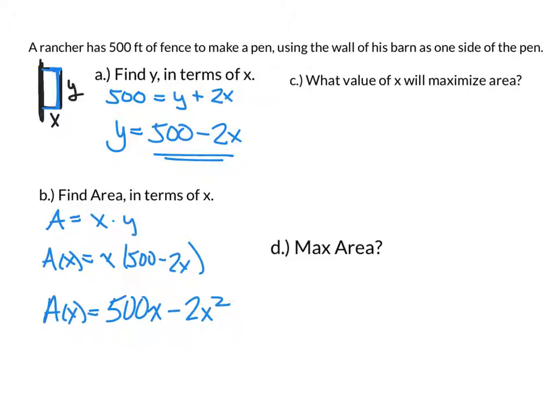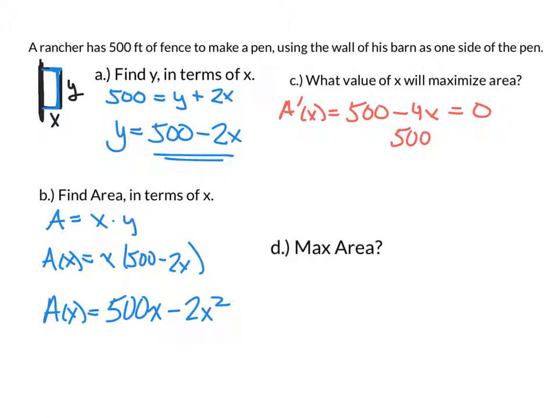If we're going to maximize or minimize something, we need to look at its first derivative. So I'm going to look at the derivative of A, which will be 500 minus 4x. The values that are going to optimize the function are going to be those values where the derivative is equal to 0 or undefined. This function is not ever going to be undefined, but it will equal 0.